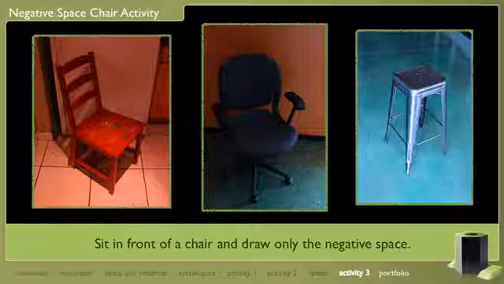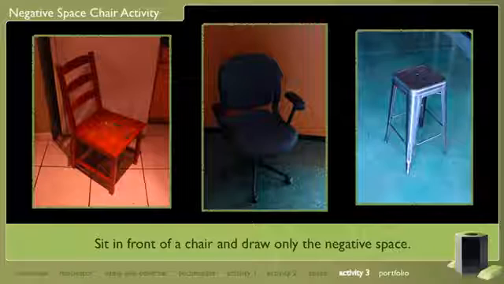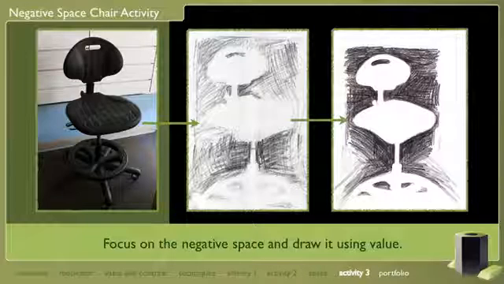Put a chair in front of you. It can be any type of chair. You will be drawing only the negative space shapes. When you draw the edges of the negative space, you will have actually drawn the chair. Use the transparency and a grid to help you with this if needed.